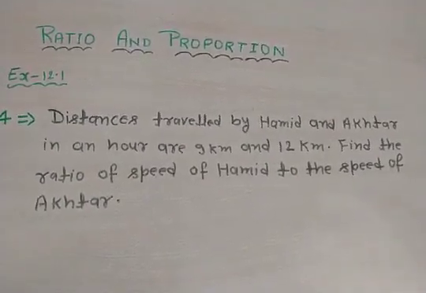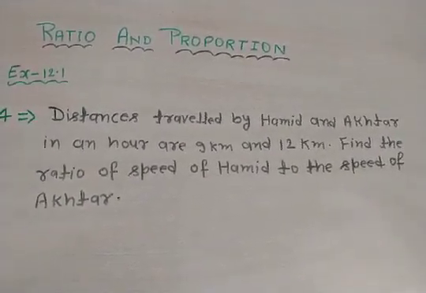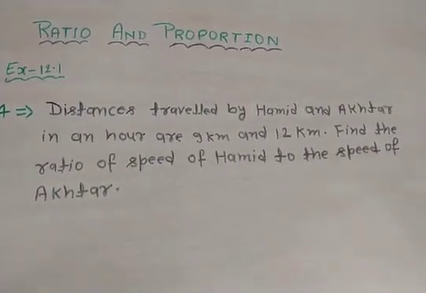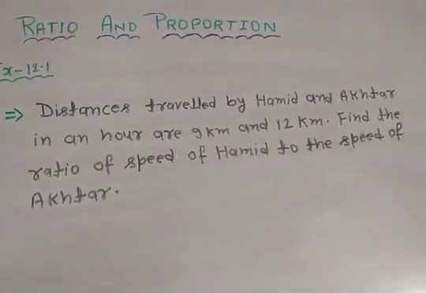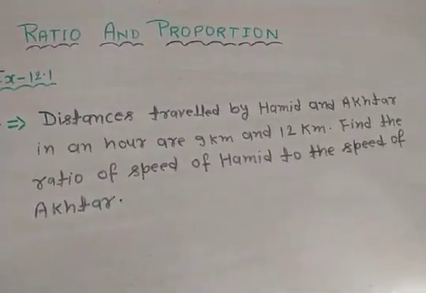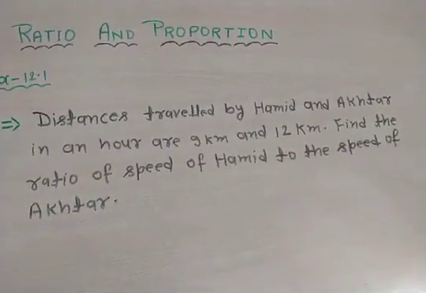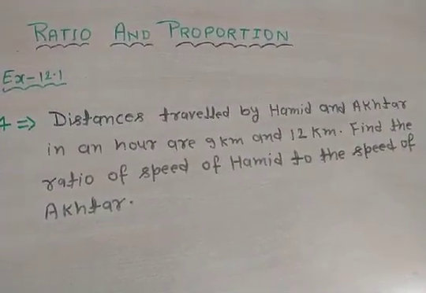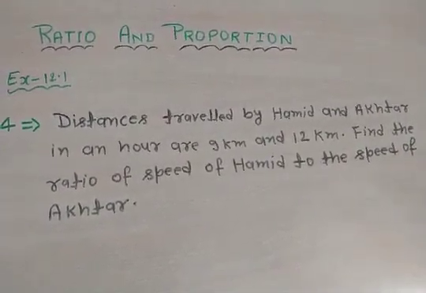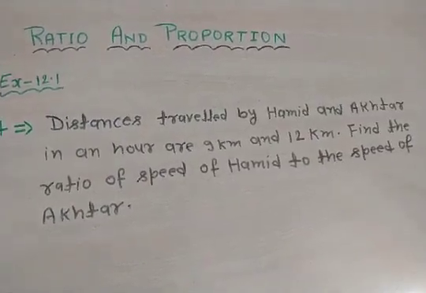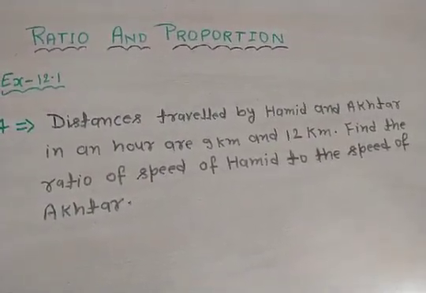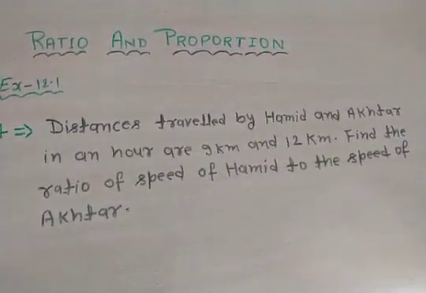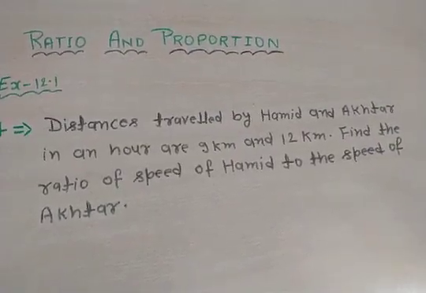So first we find the speed of Hamid and Akhtar. After this we find their ratio. Clear? So how to find the speed? We know that speed is equal to distance upon time. Here the distances covered by Hamid and Akhtar are 9 km and 12 km respectively. And what is the time? Time is 1 hour taken by both Hamid and Akhtar.